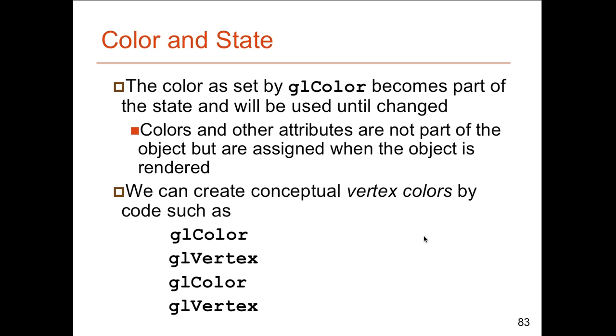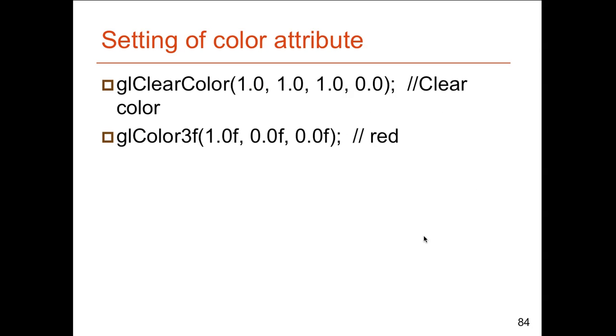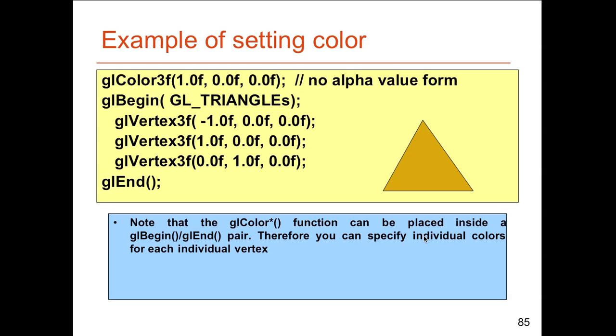So, color and state: GL color, vertices, color, vertex, some functions that can be done with that. Clearing the color, setting the color attributes themselves, setting it to red. So, simple functions. In this particular example of setting color, I drew a triangle, and then we're setting the color. Note that the GL color function can be placed inside the GL begin and the end. For the particular shape, we can put the color in there too.